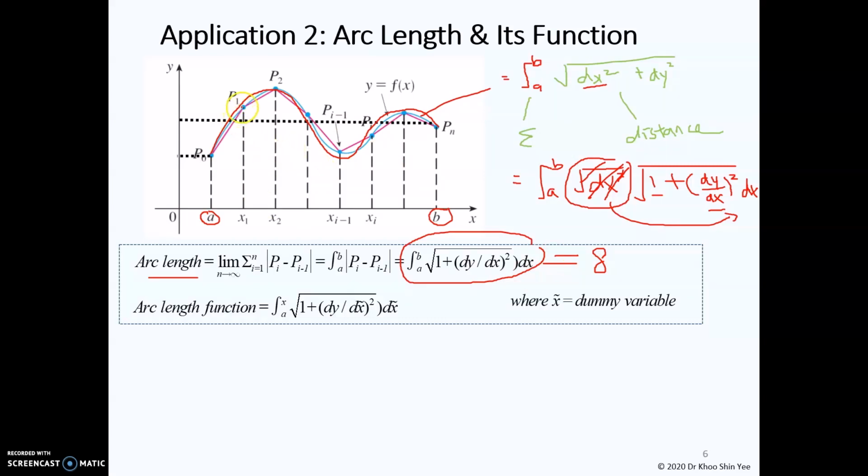If we want to find the arc length at any particular x here, let's say you want to know the arc length from A to x1, which is this, or the arc length from A to x2, which is this. It's not efficient for us to keep repeating this formula to compute the arc length at numerous points like this. So in this case, we will find the arc length function by using this formula. You can see the formula is similar to the previous one, just that you replace the x with x bar, where x bar is some dummy variable.